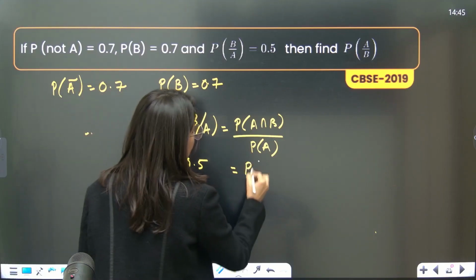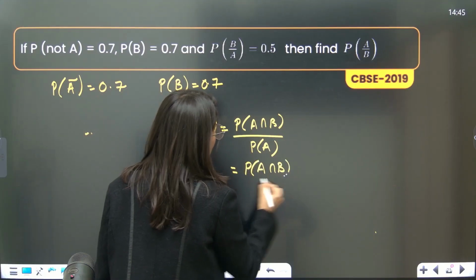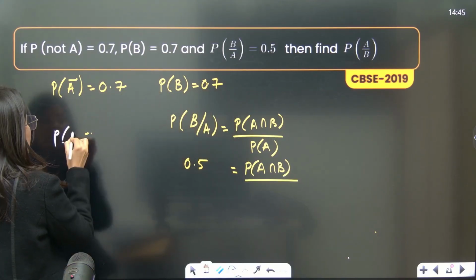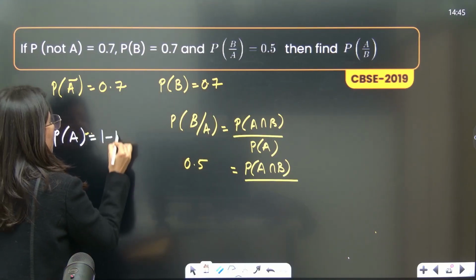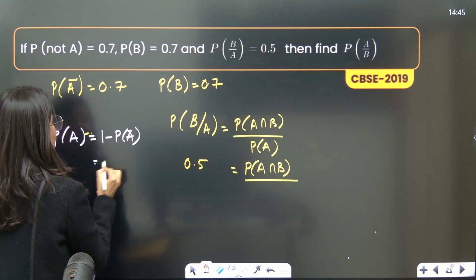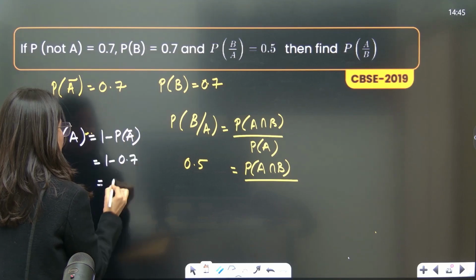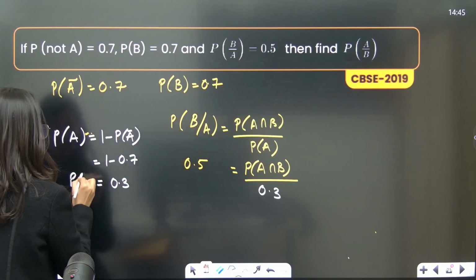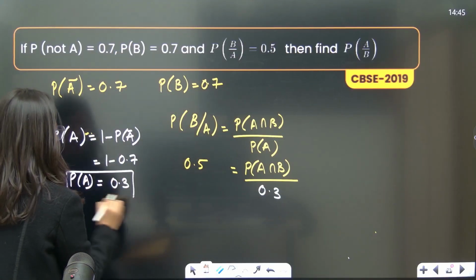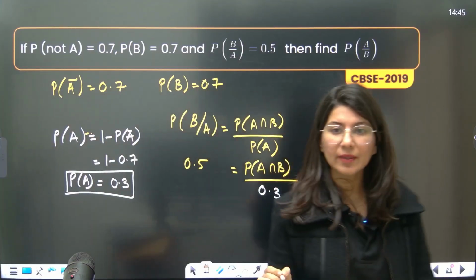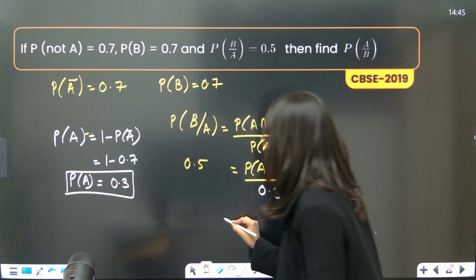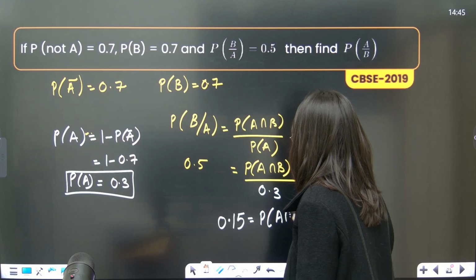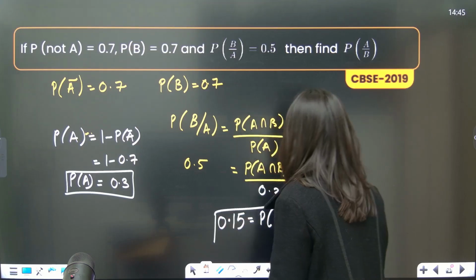Probability of A intersection B is something which we don't know. Probability of A also we do not know, but we can calculate it, because probability of A is going to be 1 minus probability of A bar. 1 minus 0.7 is going to be 0.3. So this probability of A is going to be 0.3. So now 0.15 is equal to probability of A intersection B. That's what you've got.